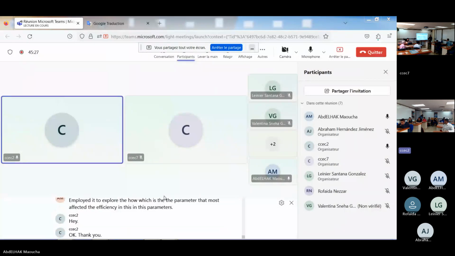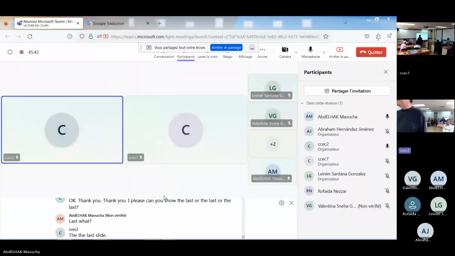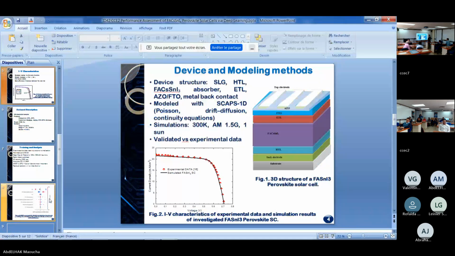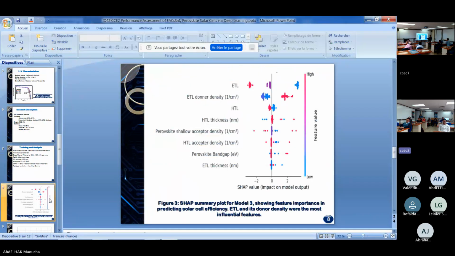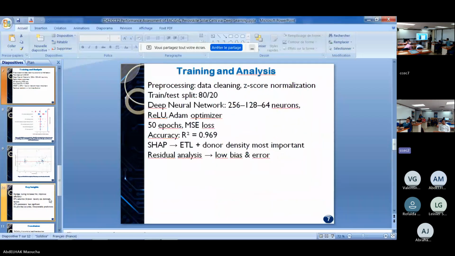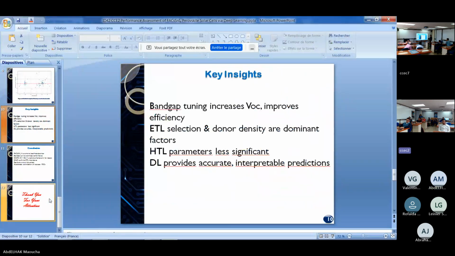Okay, thank you. Now, please, can you show the last slide where the key parameters are? The key insights. Yes, this one.